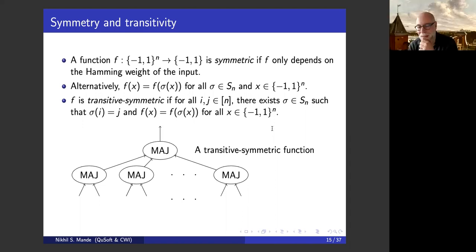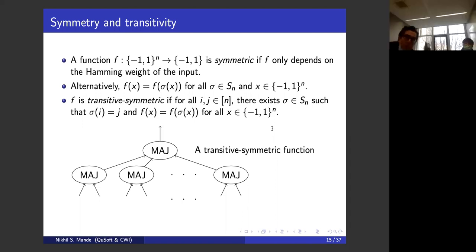That's about it. Thanks. If I may add something, there's a lot of study of complexity of graph properties that have this transitive symmetric property.